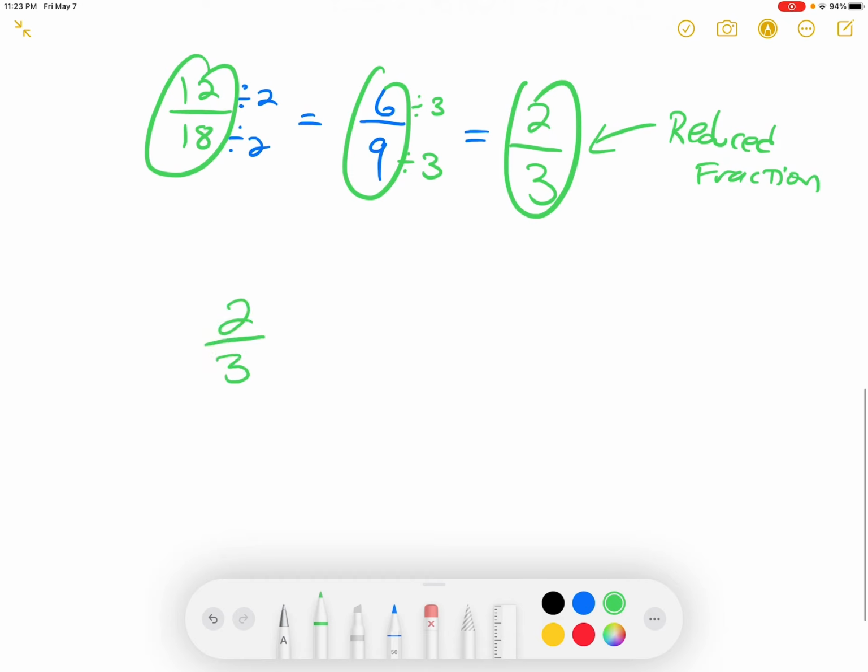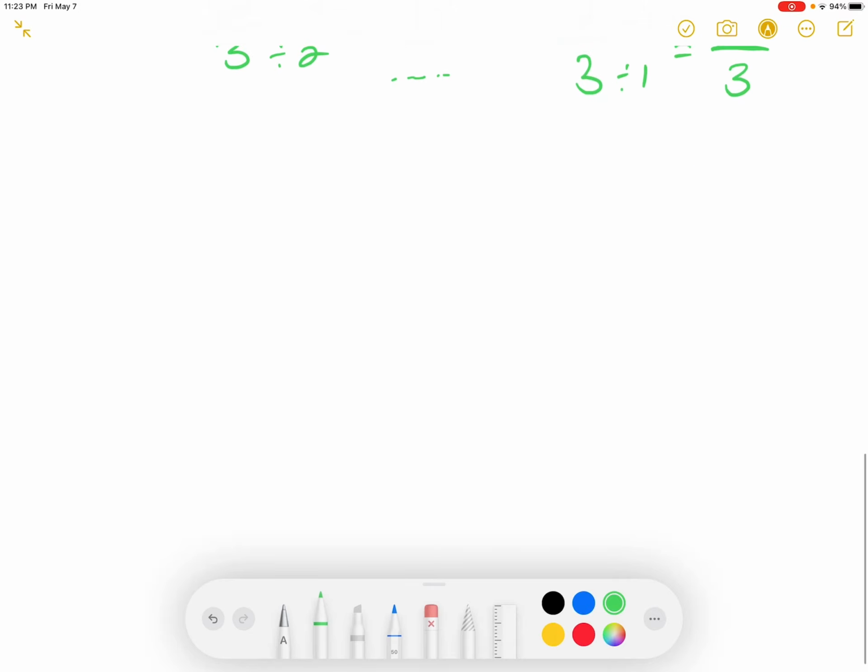And 2/3 can't go any lower because nothing divides both of them. 2 divided by 2 would give you 1. 3 divided by 2 would not be a pretty number. It'd be some decimal, which doesn't work in fractions. And you can't really divide it by 1 because, again, 2 divided by 1 would be 2. 3 divided by 1 would be 3. So you'd get right down to 2/3.